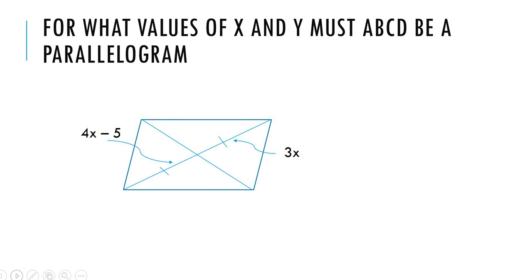For what values of x and y must ABCD be a parallelogram? So in other words, to prove that ABCD is a parallelogram, what does x have to equal? And I shouldn't have said x and y. So if this is a parallelogram, this has to be bisected. Therefore 4x minus 5 has to equal 3x. x has to equal 5. So it's just as simple as this.